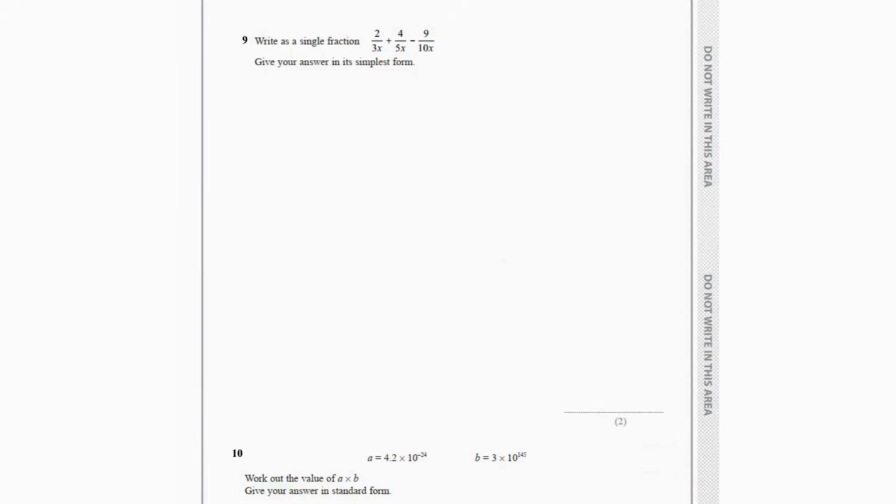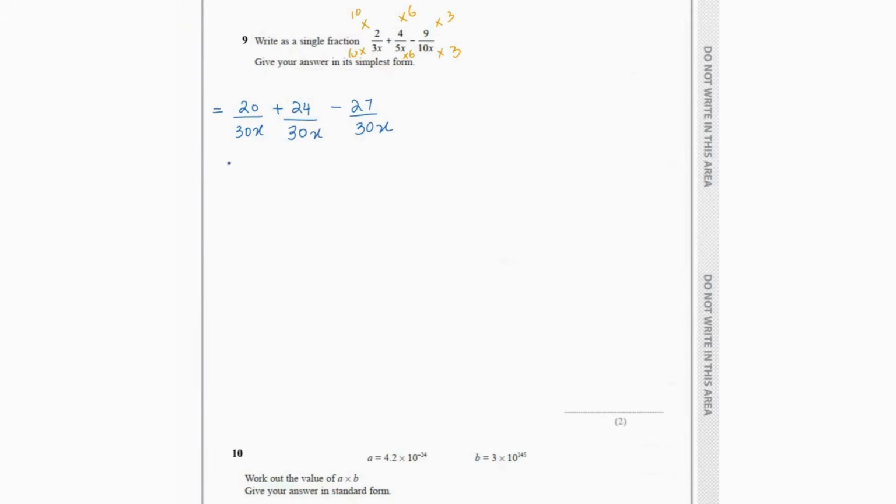So for us to make the denominators equal, we need to identify the lowest common multiple of 3x, 5x, and 10x, which, if we come to think about it, can be 30, because 30 comes in the 3 times table, 30 comes in the 5 times table, and the 10 times table. So we multiply the first fraction by 10, both the numerator and denominator, not just the denominator. Second fraction by 6, because 5 times 6 is 30. And last fraction by 3, because 3 times 10 is 30. So now we have 20 over 30x plus 24 over 30x minus 27 over 30x.